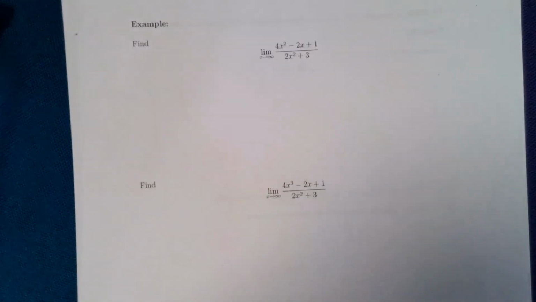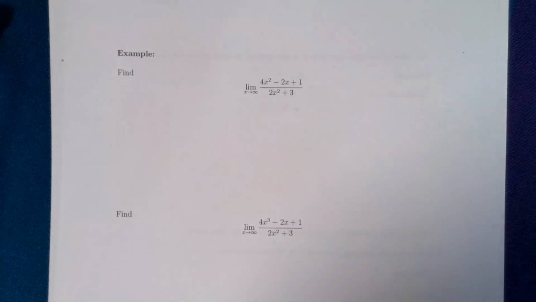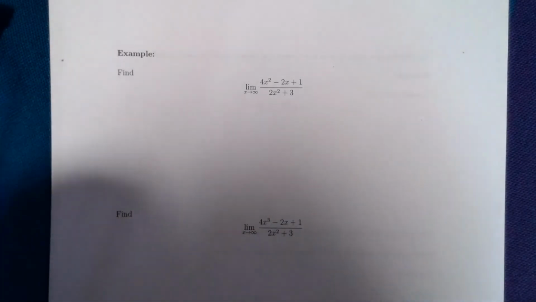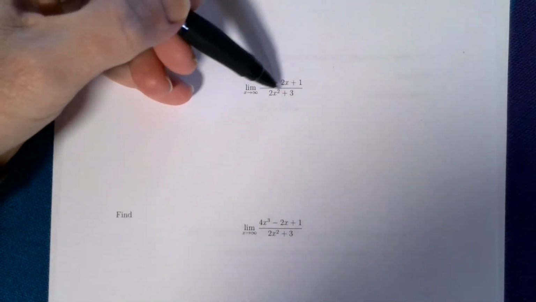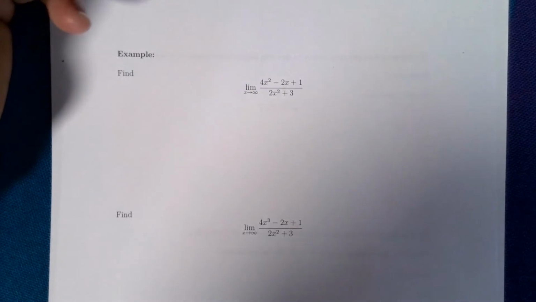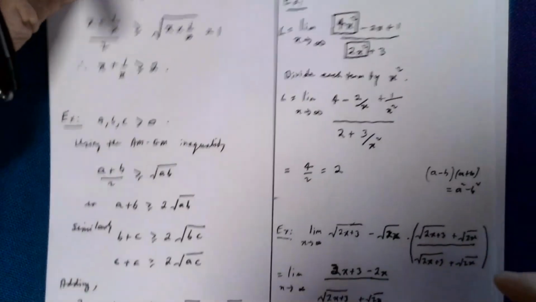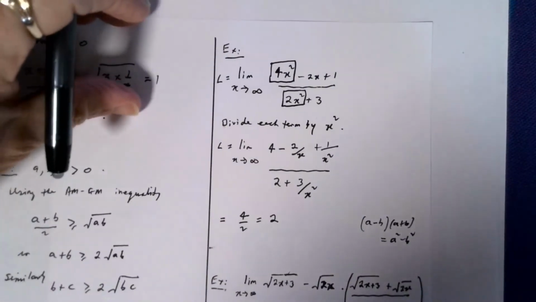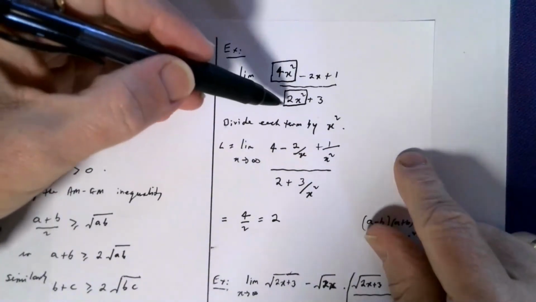Now it's always good, I think, to do a couple of examples. So I'm going to do another example on the same thing, and this time I'm going to do the limit as x goes to infinity of 4x squared minus 2x plus 1 on 2x squared plus 3. So I'll just do a second example, very similar to the one we just did. And here it is here.